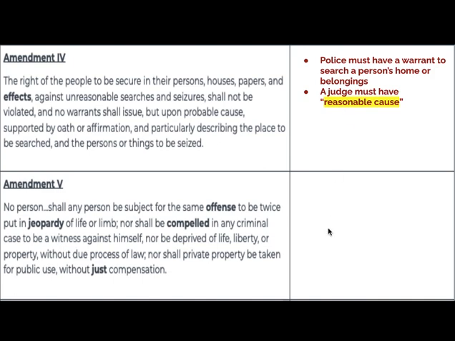Okay, the next one is a pretty big one. It has 3 elements to it, 3 parts. It says, no person shall be subject for the same offense to be twice put in jeopardy of life or limb. Whoa, I thought Jeopardy was a game. Here, jeopardy is actually referring to a legal philosophy called double jeopardy, meaning that you cannot be tried twice for the same crime.